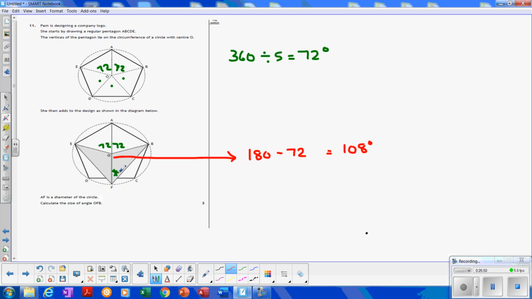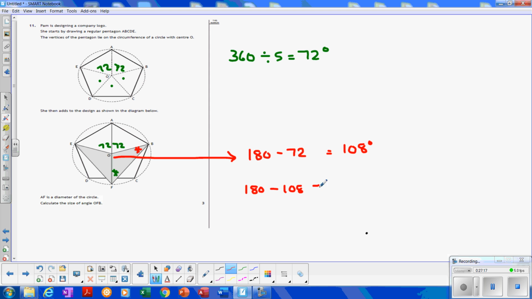Now we want this wee angle in here. This size there is a radius, and that's also a radius. So we've got an isosceles triangle. So that angle and that one must be exactly the same. So if I take 108 away from 180 and share it out between the two of them, then we'll know the size of that one. Right, so we start off with 180, and I want to take away that 108.